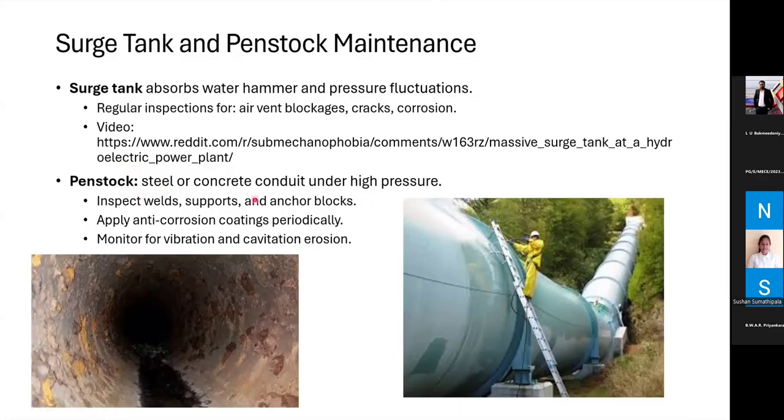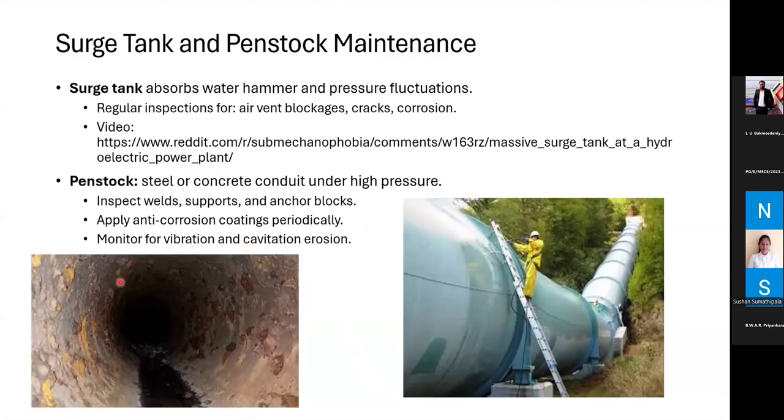And then regarding the penstock, you have the steel or concrete conduit under high pressure. You need to inspect the welds, supports, and anchor bolts, blocks like this, and apply anti-corrosion coatings periodically, because this is a metal or steel pipe carrying water. So you have to remove the rust from the inside as well as from the outside, and apply paint inside as well as outside.